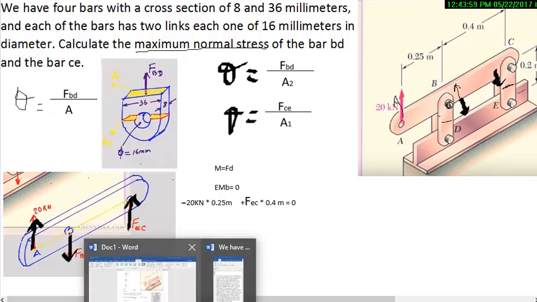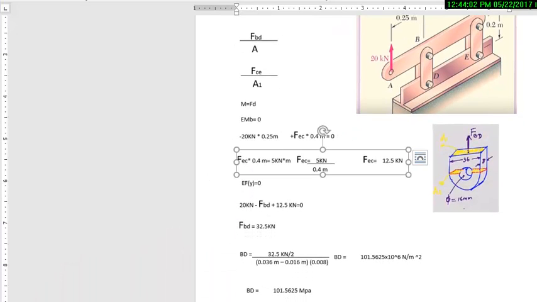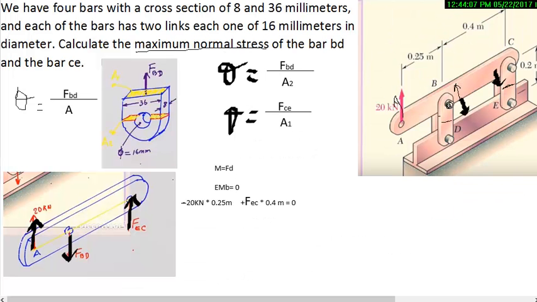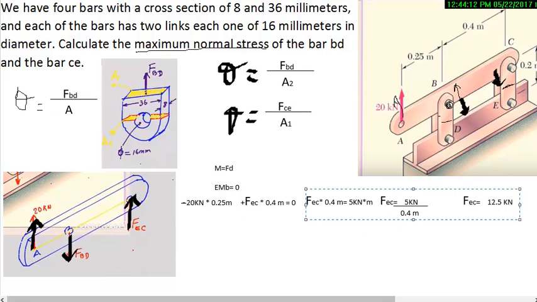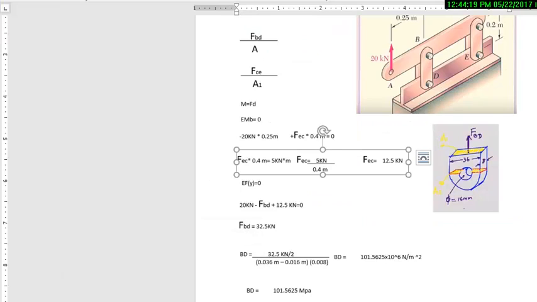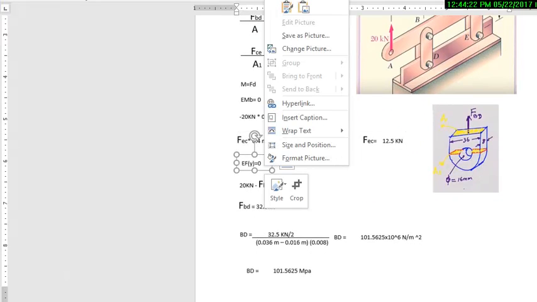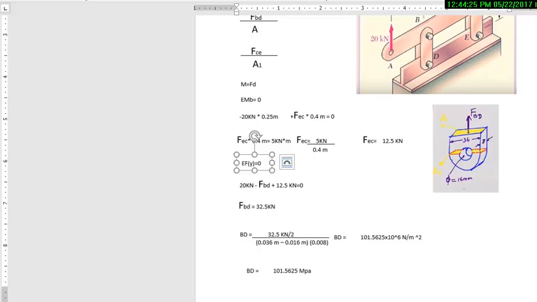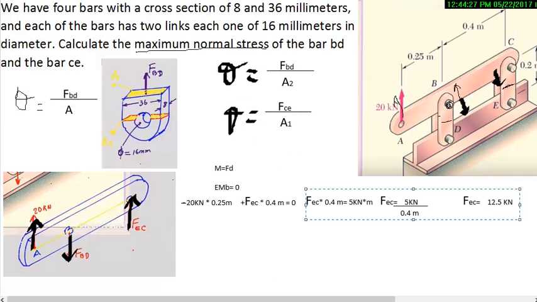Now we must calculate FCE times 0.4 meters, positive, equal to 0. How many unknowns do we have? Only FCE. This will be FCE times 0.4 meters equals 5 kilonewton meters. Then we have to divide by 0.4, and it will be equal to 12.5 kilonewtons.